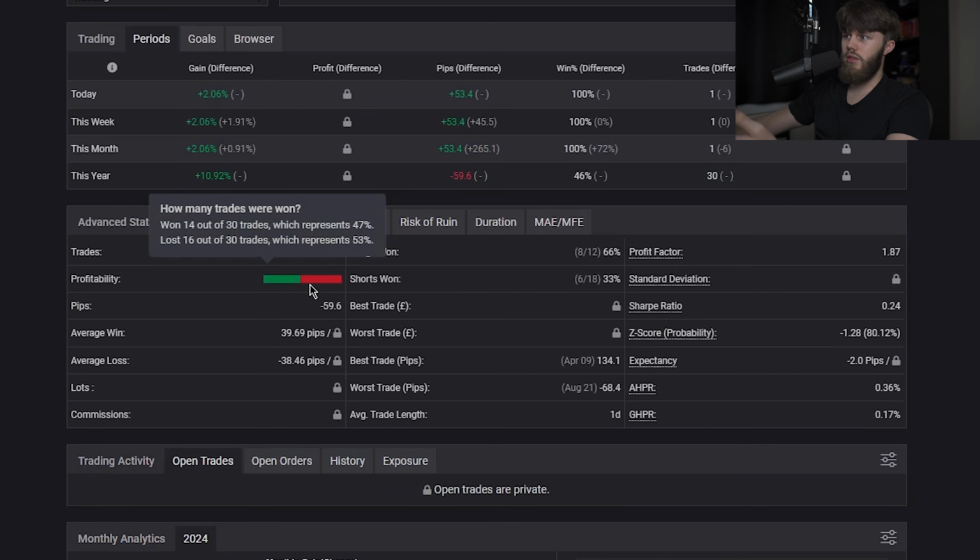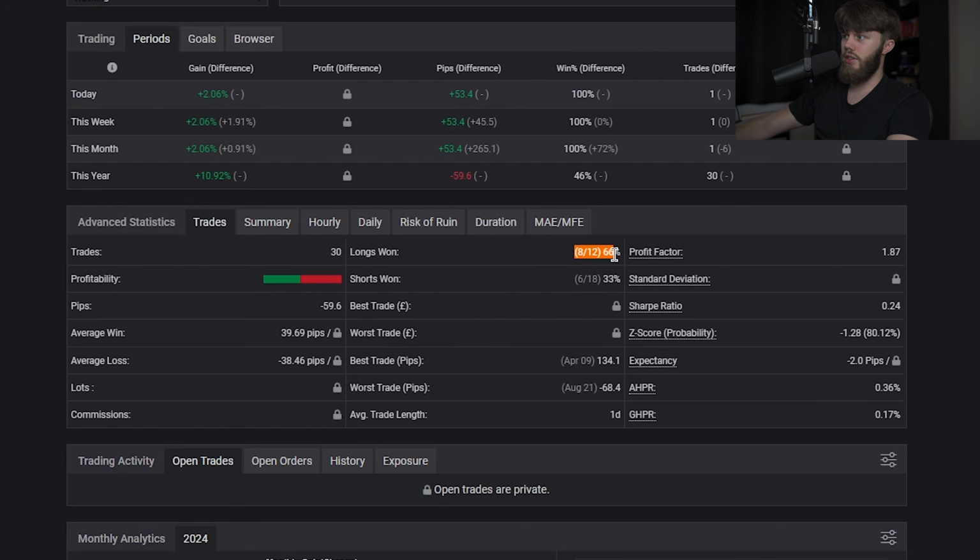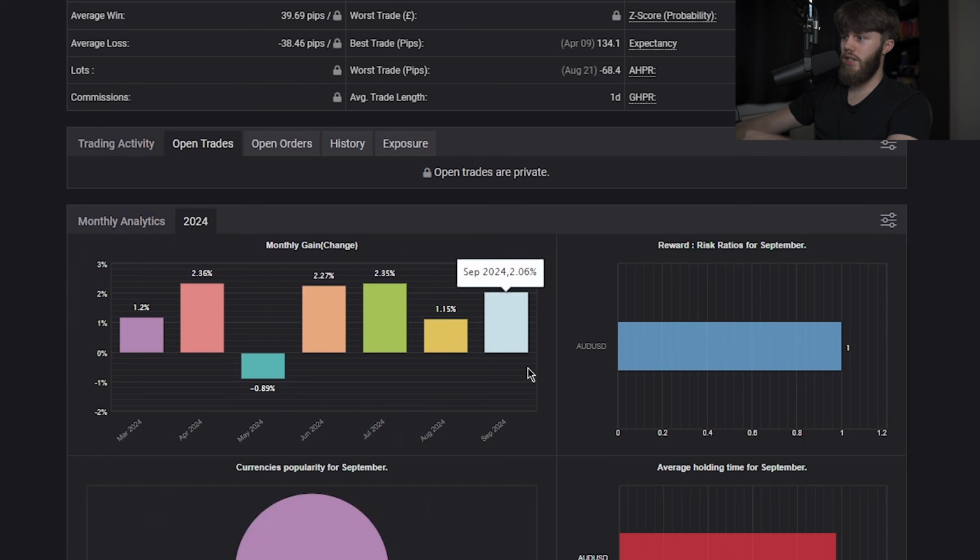And you see that out of the 30 trades, we only have a 47% win rate, but because the average win in pounds is over double the average loss, it means that we can be very profitable. And as you see, 66% longs won, 33% of shorts. But yeah, it's been quite successful.